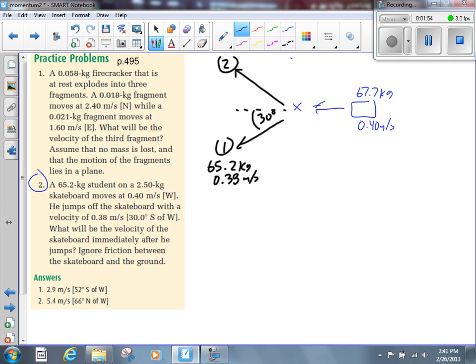So we are going to say that the mass of the skateboard is 2.5 kilograms. We are going to say that we're looking for the speed, but that's all we really know about object number 2.